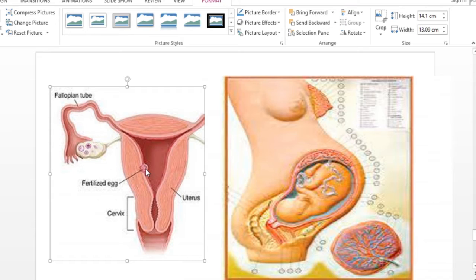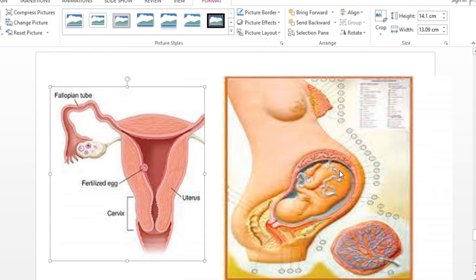After the implantation of the zygote, a special tissue called the placenta develops between the uterine wall and the developing embryo. Here in the second picture, you can see the placenta. This placenta develops between the developing fetus and the uterine wall. The embryo gets all its nourishment from the mother's blood through this placenta, and at the same time the waste materials are removed from the developing embryo also through this placenta. It takes 9 months for an embryo to develop into a child.